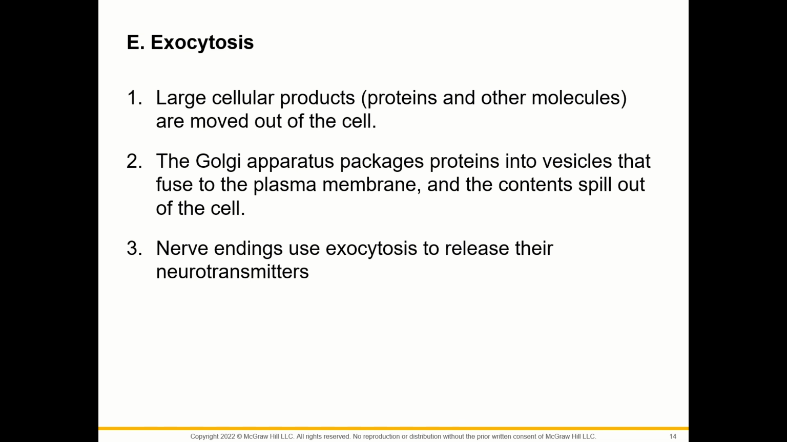And then there's exocytosis. This is how cells get materials out of their little bodies. Large cellular products such as proteins and other molecules are moved out of the cell. The Golgi apparatus packages proteins into vesicles that fuse to the plasma membrane, and the contents spill out of the cell. Nerve endings use exocytosis to release their neurotransmitters. That's a good example. Hormones are also secreted by exocytosis.